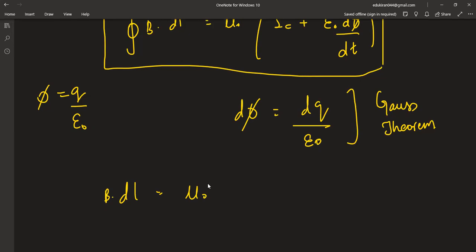This is the law. So mu naught, if I'm talking about this, this is epsilon naught, mu naught into this. What is d phi? d phi is dq over dt, right? And then this phi, it is epsilon naught. Instead of this phi, I am substituting the value dq over epsilon naught, and epsilon naught dt were already there. Understood or not? Let me rewrite this.